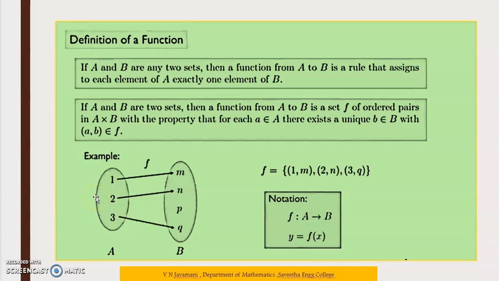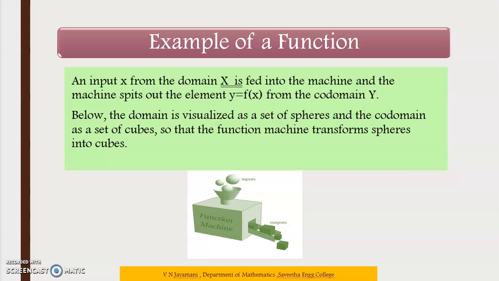So here we have 1, 2, 3 in one set A. Then another set we have M, N, P, Q. So now mapping from 1 to M, then 2 to N, then 3 to Q. That is, each element in A maps to only one element in capital B. So the mapping of each element to exactly one element is called the function.